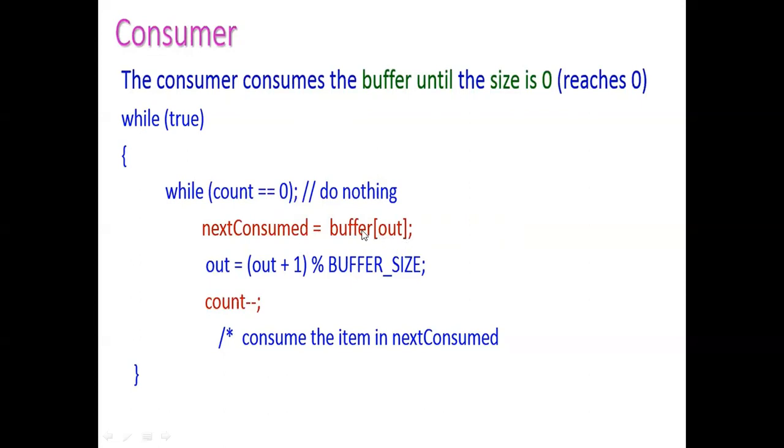So if the buffer is not empty, the consumer process can read the data from the buffer. At that time, the buffer index will be incremented by 1 and the count value will be decremented by 1. So we can move on consuming the items in the buffer until the buffer gets empty.